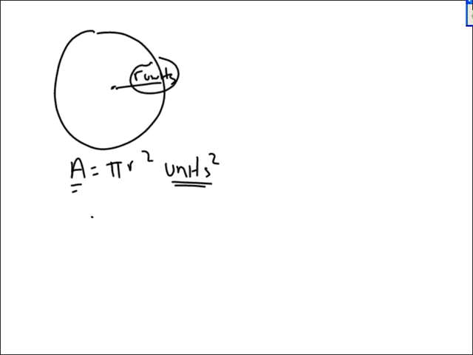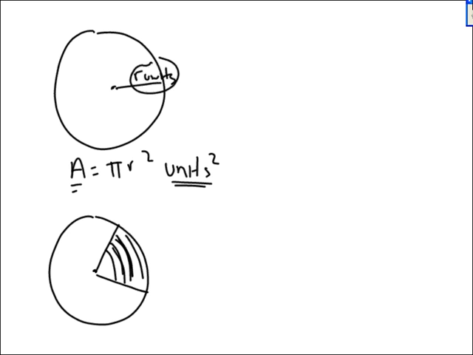Now, what happens if we're going to just take a slice of the pie? This slice right here. I'm going to take that portion. How much area does it have? And suppose the angle is theta. Well, this is called the sector. That's called the sector. And the area of the sector is a portion of the whole area.